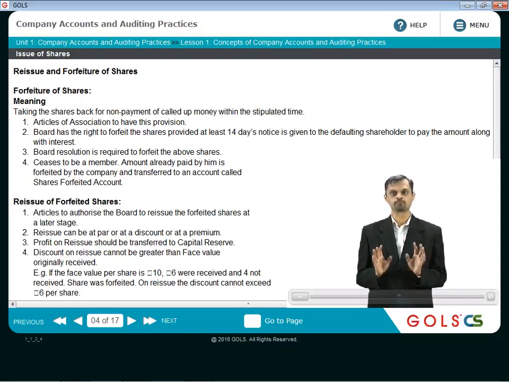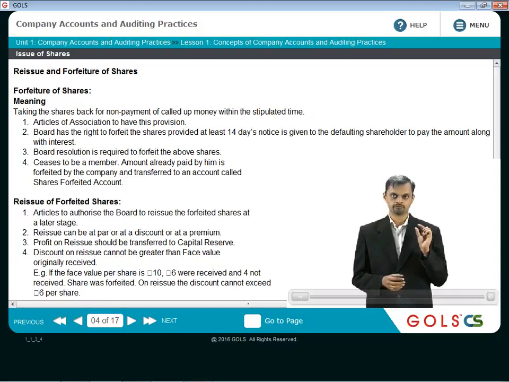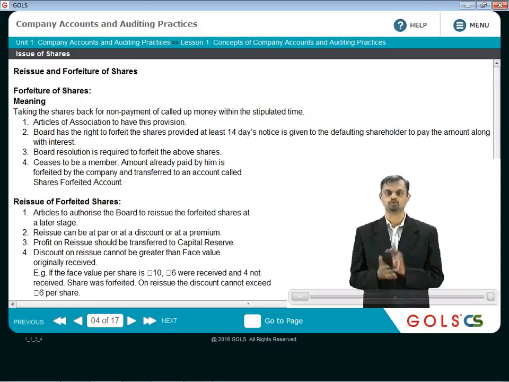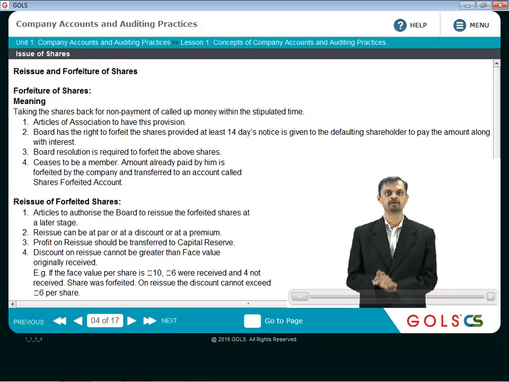So, a simple formula for profit on reissue, please note this down. In the reissue of forfeited shares, you will always have to use this formula. The profit on reissue of forfeited shares is equal to the face value originally received by the company per share minus the discount given on reissue per share, that gives you profit per share, multiplied by the number of shares reissued. That is the profit on reissue, which will be transferred to capital reserve.